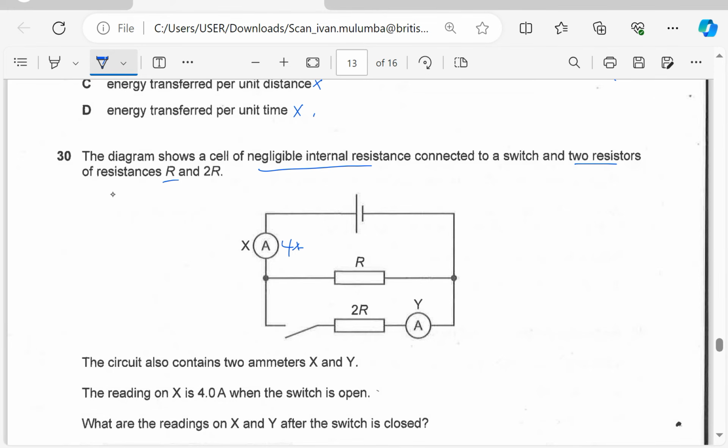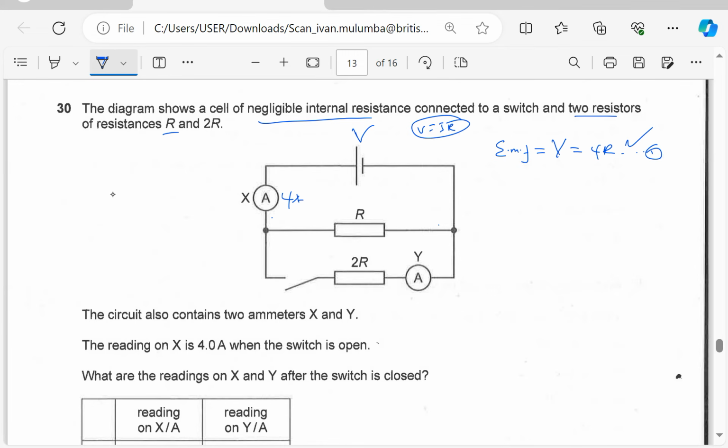If the switch is open, the PD here, V, is the same as the EMF of the cell. So the EMF is going to be the same as V, and I'm using V equals IR. The PD across this is V, which is going to be current, which is 4, times resistance R. So it means the EMF is 4R, which remains constant. That is equation number 1.